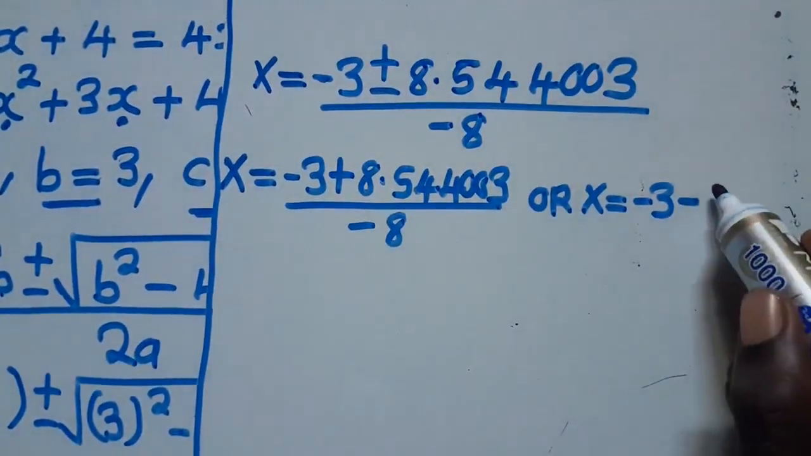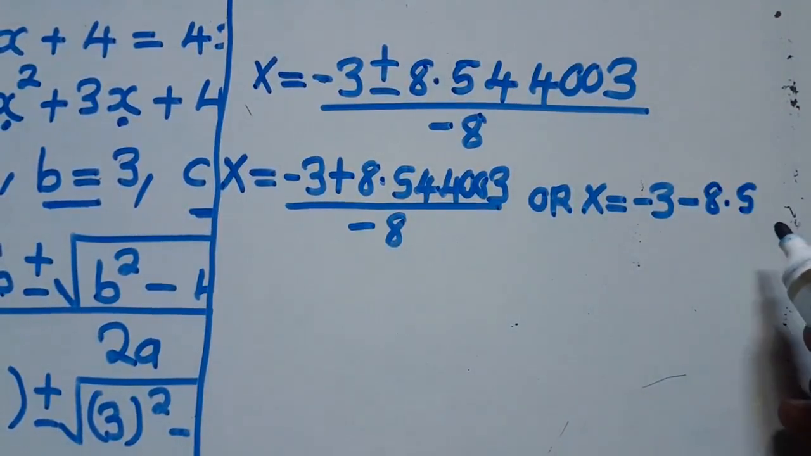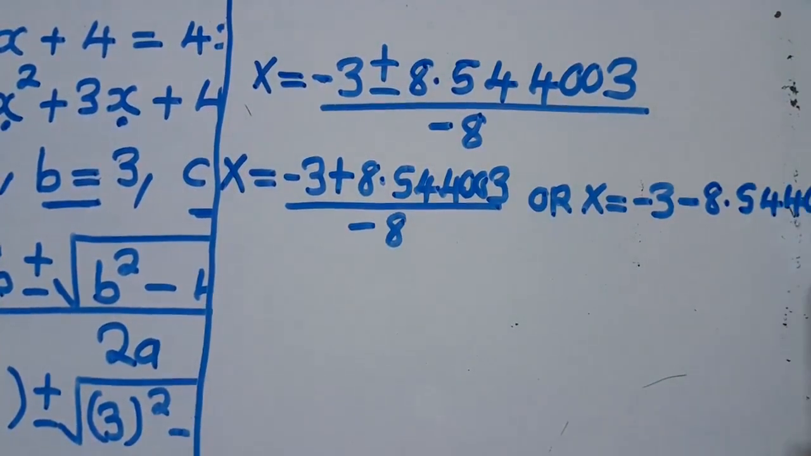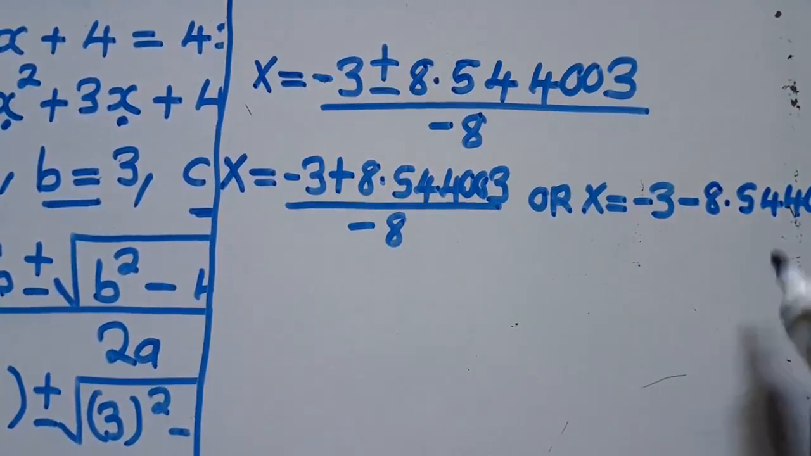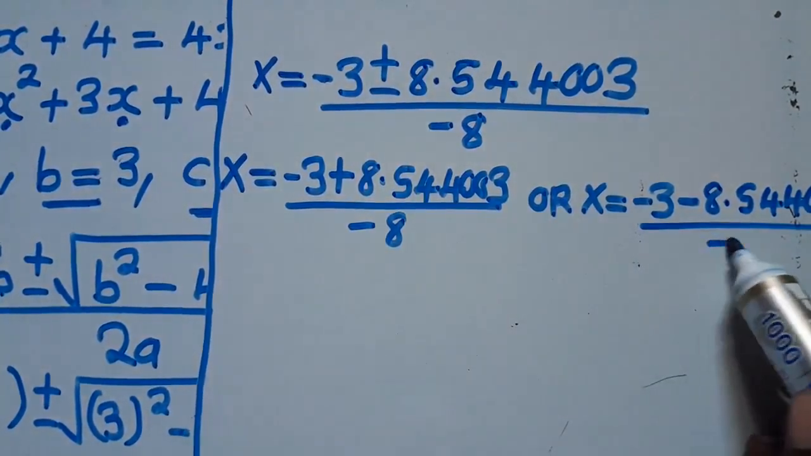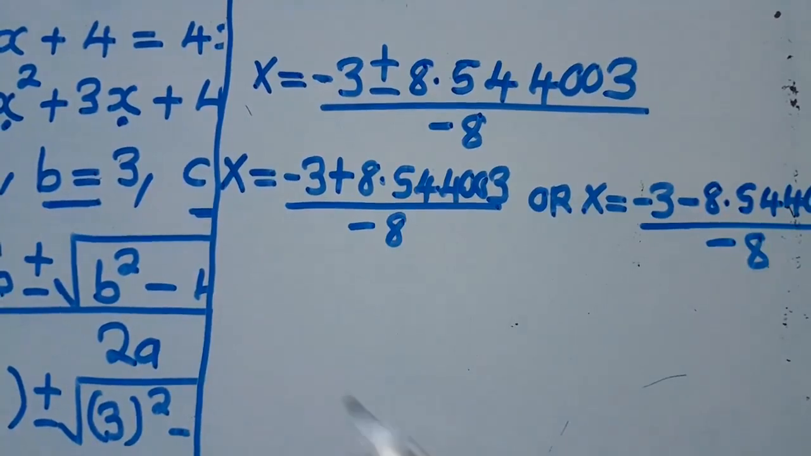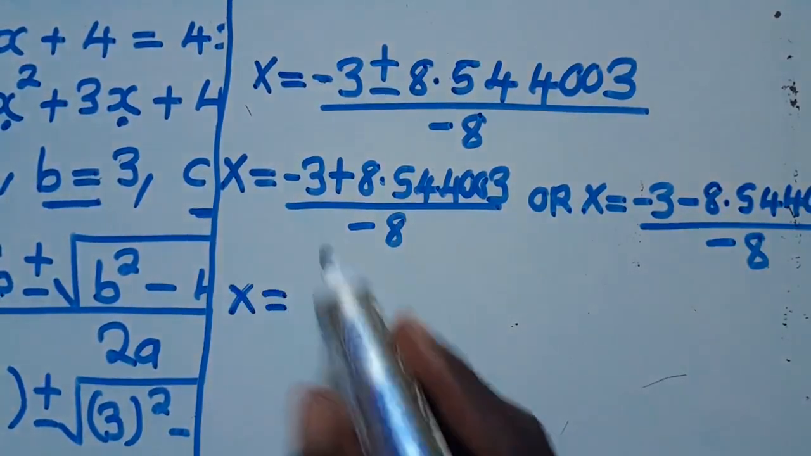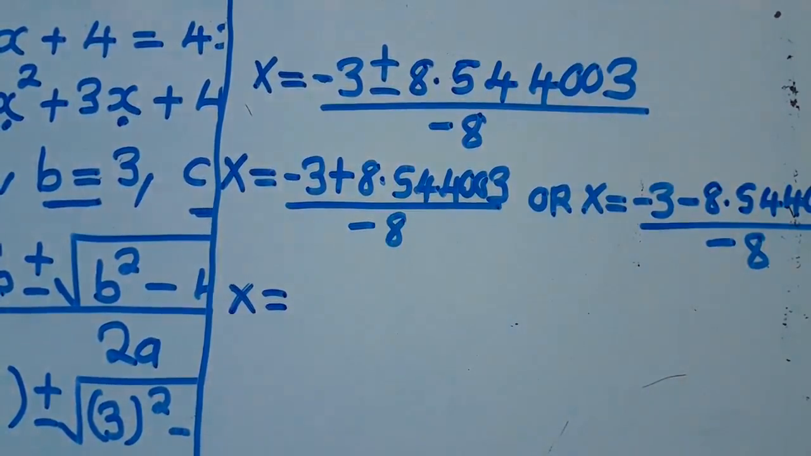Minus what? Minus 8.544003. I need to finish it. Over what? Over negative 8. Like that. Where I say now x is equal to. So what's the answer there? I type on my calculator: negative 3 plus 8.544003. What's the answer? The answer that I'm getting is 5.544003. That's the answer I'm getting.